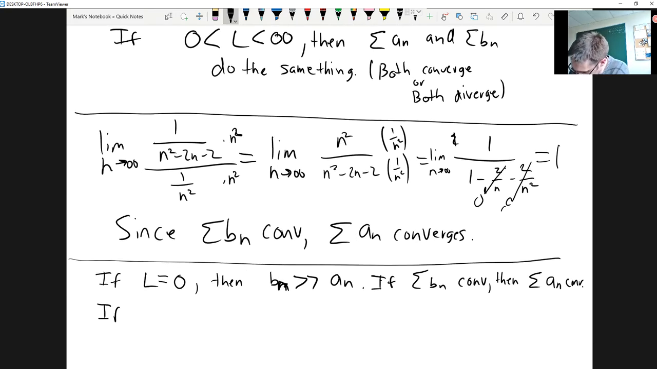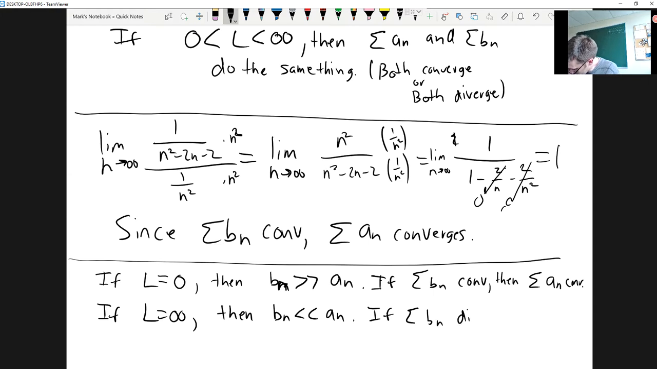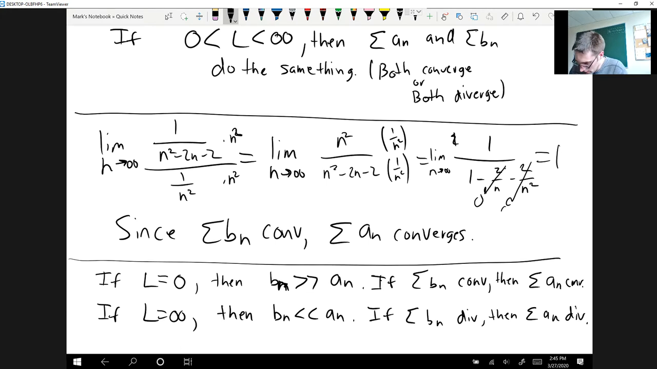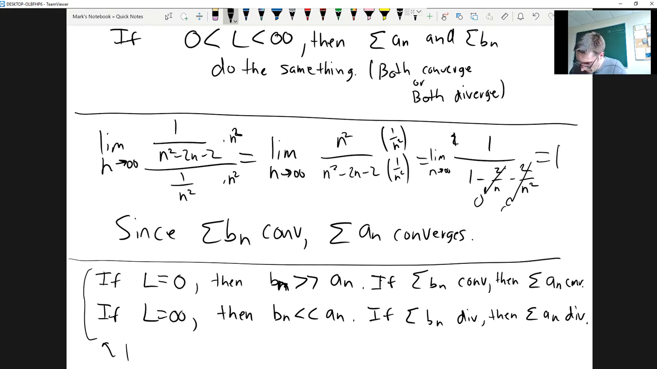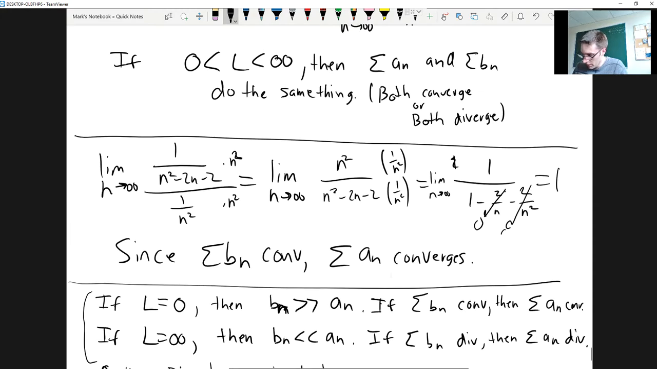And if you get infinity, then the opposite is true. Then that means bn is much smaller than an. The denominator was much smaller, the numerator was much bigger. In other words, if the smaller one diverges, then the bigger one must diverge as well. So these two cases are like the direct comparison test, and then this first case that we saw earlier is kind of the middle ground.